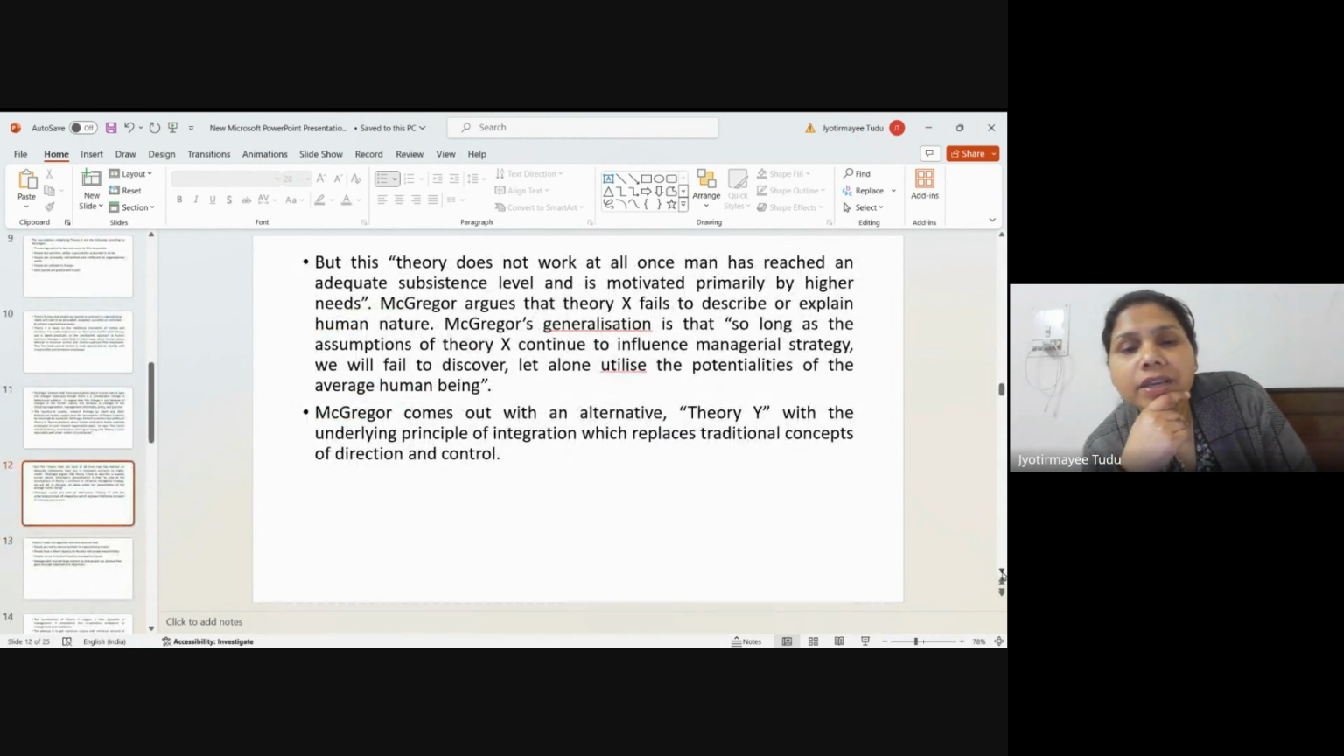But this theory does not work at all once a man has reached an adequate subsistence level and is motivated primarily by higher needs. So if a person has already achieved as per his expectation, then in those circumstances that person may not stick to the requirements of organizational needs. So here it is pointing towards the limitation.